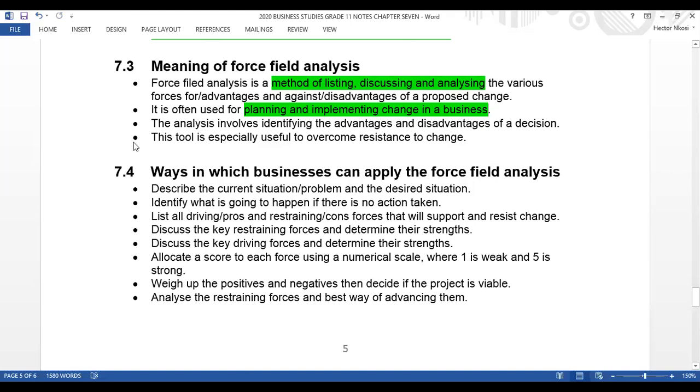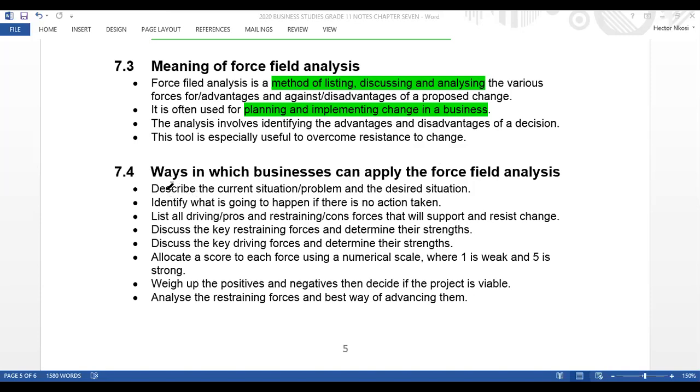Now, grade 11s, let's look at the ways in which businesses can apply the force field analysis. How can we apply the force field analysis in a workplace? Very important. Or in a business, right? Now, let's look at this one.